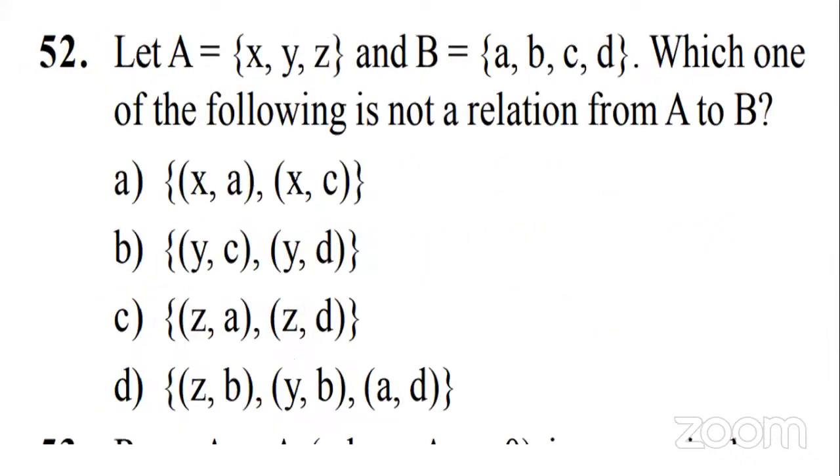Let A be the set {X, Y, Z}, and set B be {A, B, C, D}. Which one of the following is not a relation from A to B?